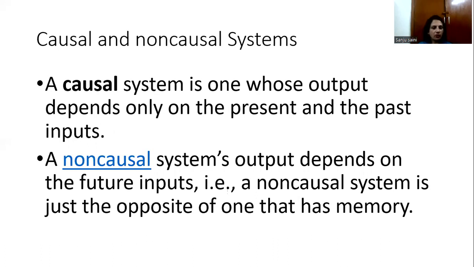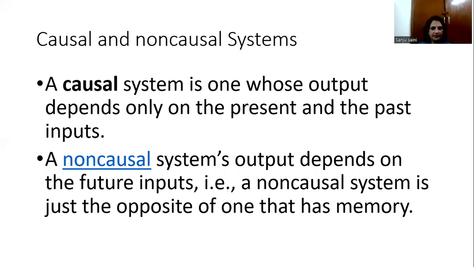Then we have causal and non-causal systems. A causal system is one whose output depends on the present and the past input. And a non-causal system's output depends upon the future inputs. That is, a non-causal system is just the opposite of one that has memory.